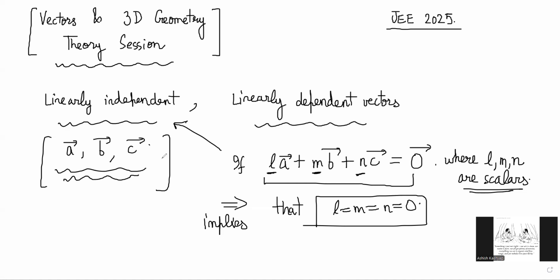Is it making sense what I'm saying? Yes, sir. If you can combine A, B, C to make a 0 vector, the only way you can make it happen is if all the scalars L, M, N are 0, right?